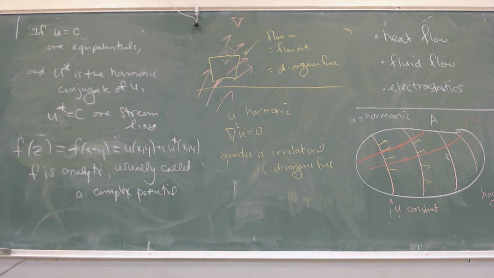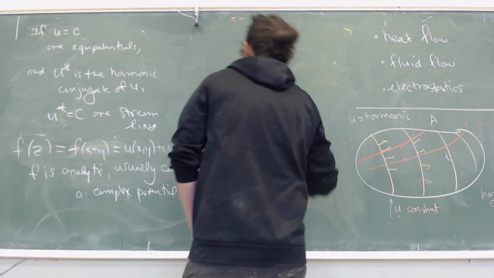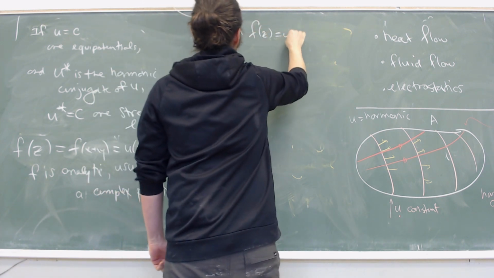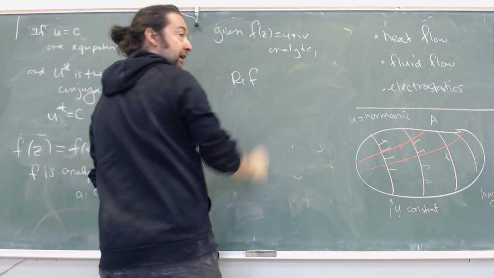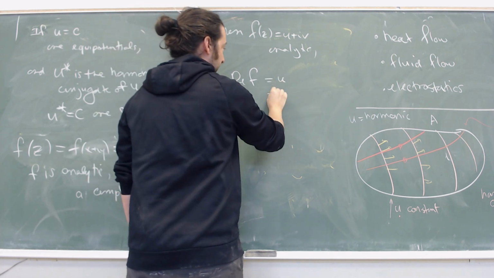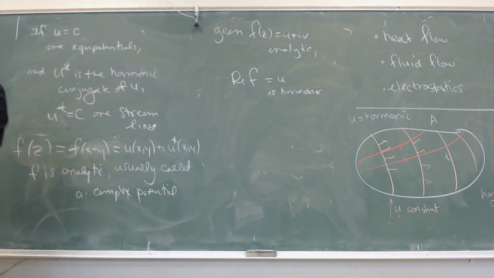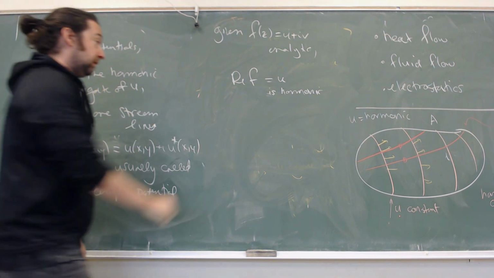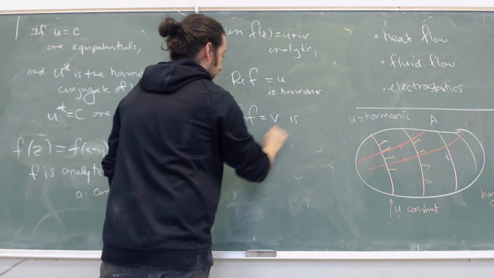And the idea is that if I give you an analytic function, so given f of z is equal to u plus iv analytic, the real part of f, which is equal to u, is harmonic. And so we'll create an irrotational divergence-free vector field that describes flow lines on equipotentials. And the imaginary part of f, which is equal to v, is the harmonic conjugate.